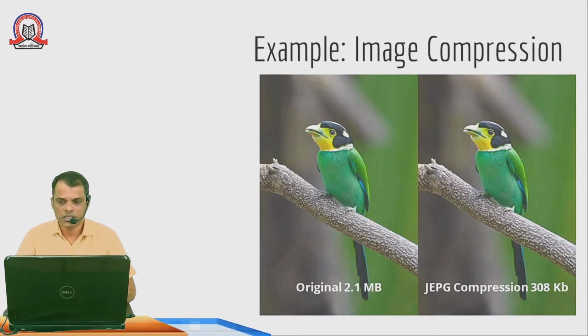where JPG compression is used, is 308 KB. So you can see the size differences. This is called image compression. This is also image processing. I'm showing you different examples of image processing.